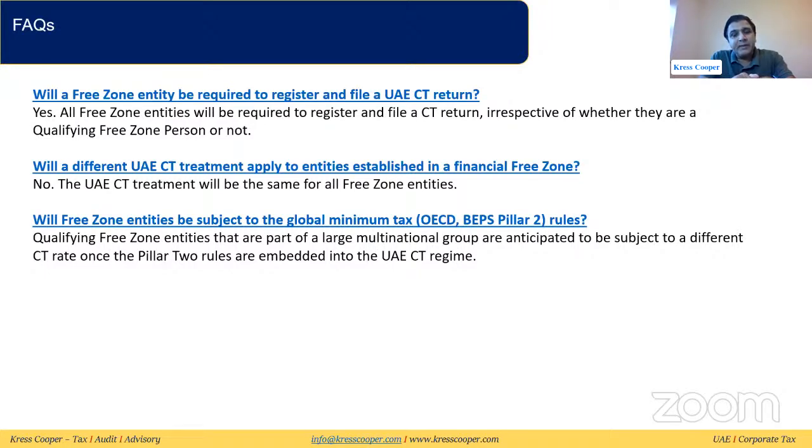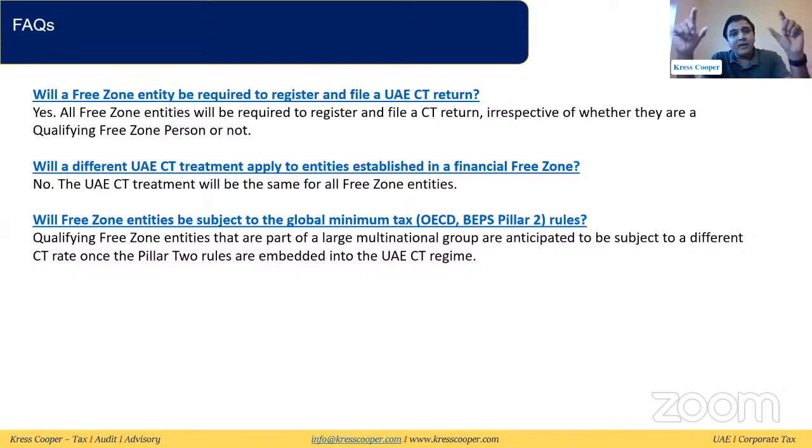Yes, we agreed. They will be subject to corporate tax. They will be liable to register. They will be liable to pay tax at 0% or 9%, whatever we have discussed earlier. So will a different UAE CT treatment apply to entities established in a financial free zone?